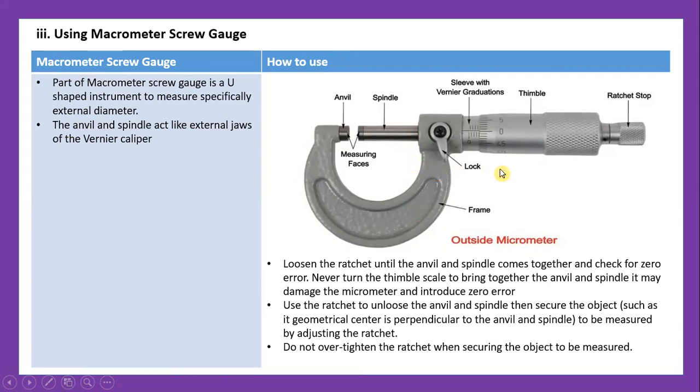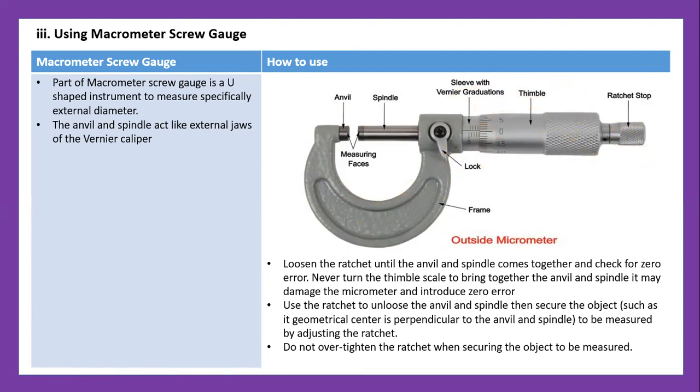So how do we read the elements that exist in this instrument? You have the anvil and spindle, the sleeve with the vernier graduation, the lock, and the frame. This part is called the thimble, and this is the ratchet stop. Okay, how do we use this micrometer screw gauge?